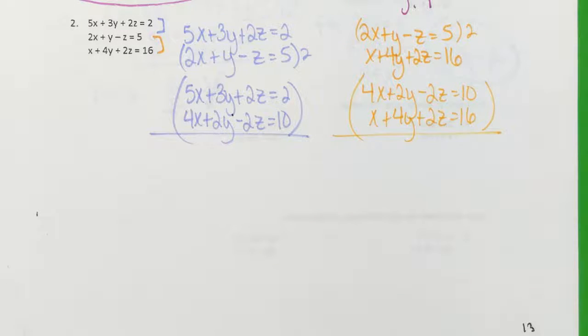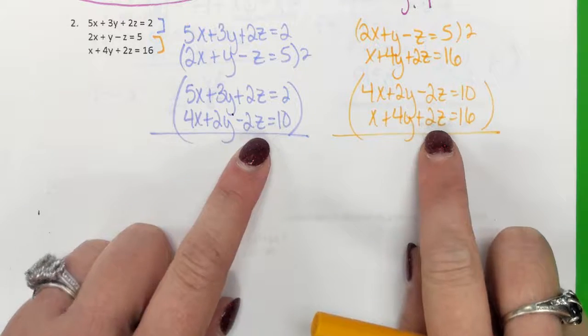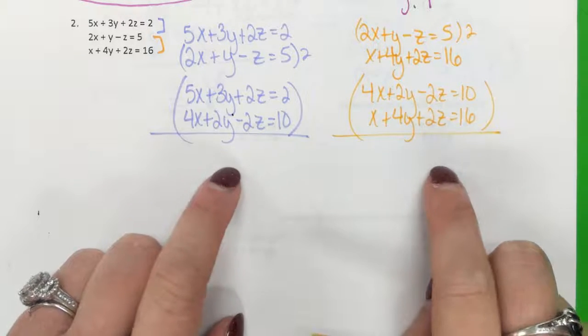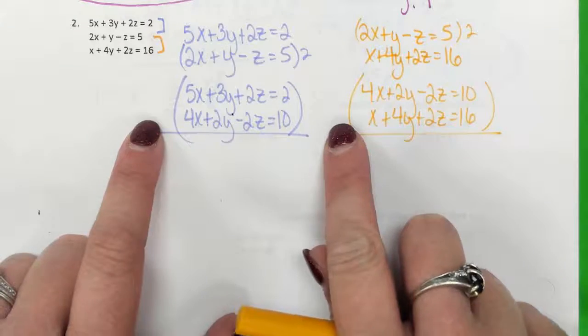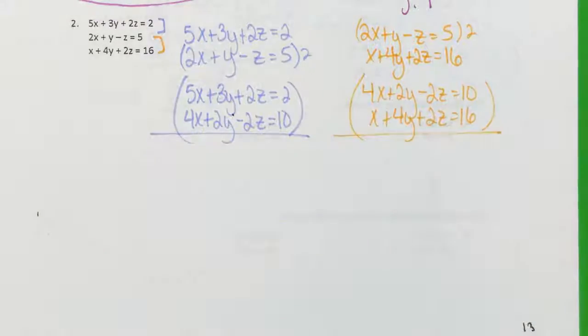Everybody okay so far? All right, here's what I want you to do now. All I want you to do now is to cancel out those Z's and rewrite your 2 equations. What happens? So either add or subtract and cancel out the Z's. Get your 2 equations. Go from there.